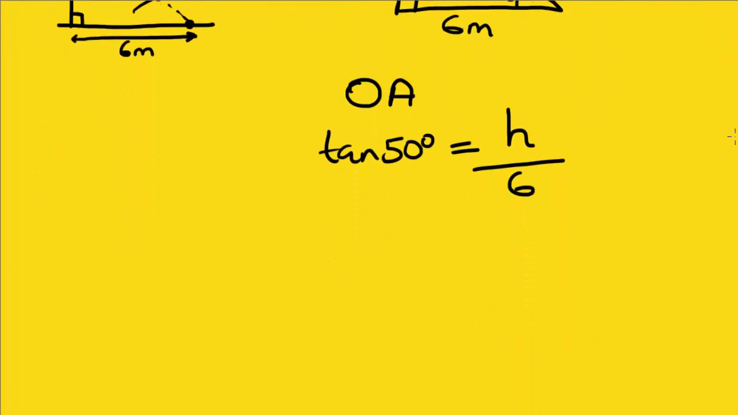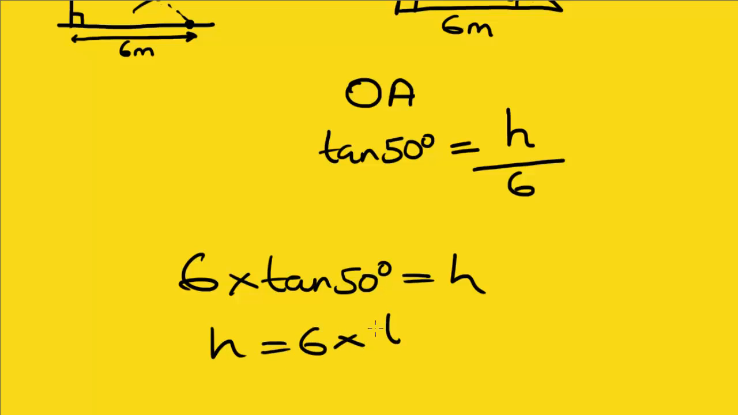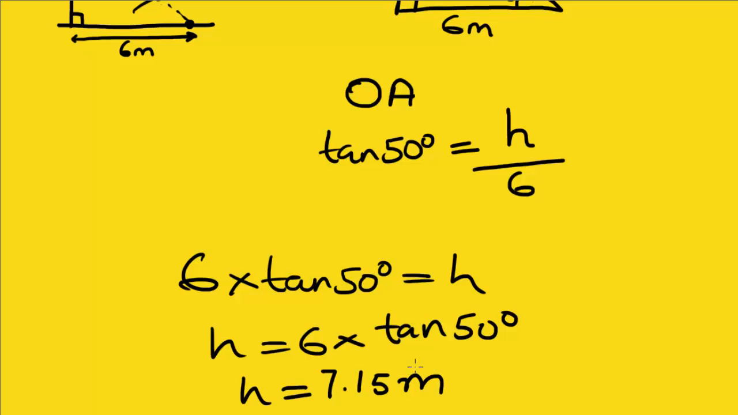From your calculator, tan 50 is something, but if we make h the subject of the formula, multiplying both sides by 6, you get 6 times tan 50 degrees equals h, which means h is 6 times tan 50 degrees. From your calculator, you get something really long, but to 2 decimal places, your result will be 7.15 meters. Let me just work it out on a calculator.